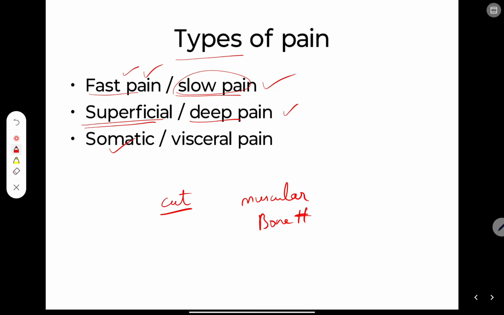Another way of classifying pain is somatic pain and visceral pain. Somatic pain is a well localized pain coming from the superficial structures. For example, an injury in the hand is an example of somatic pain. Visceral pain usually occurs when the visceral organs are injured. Remember, examples can be abdominal pain like appendicitis or gastritis. All these are examples of visceral pain.